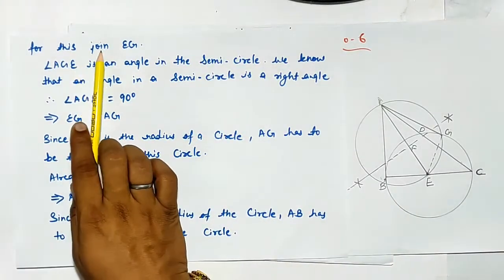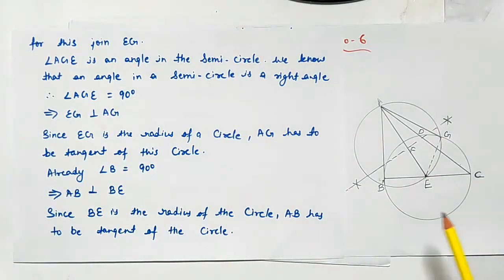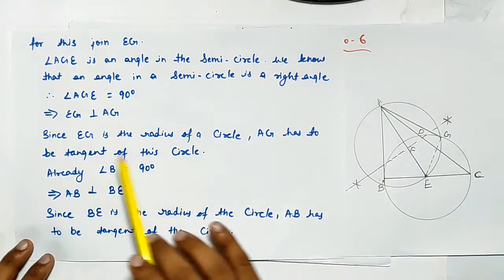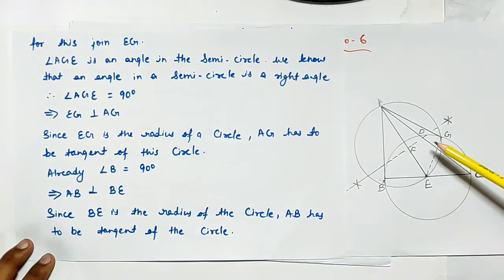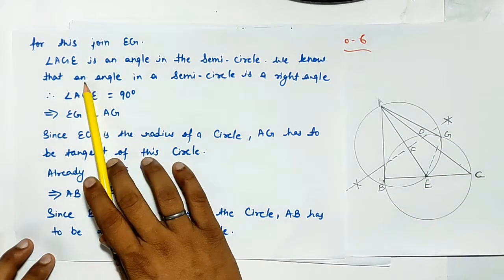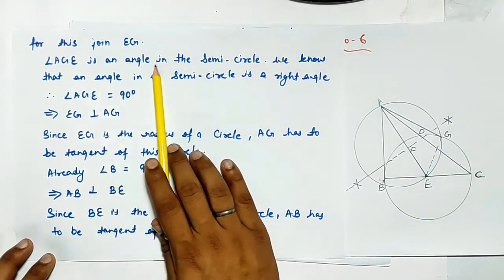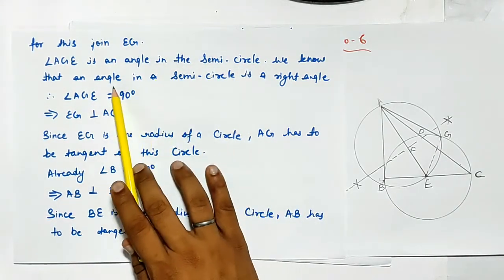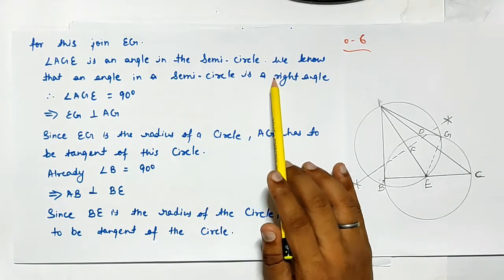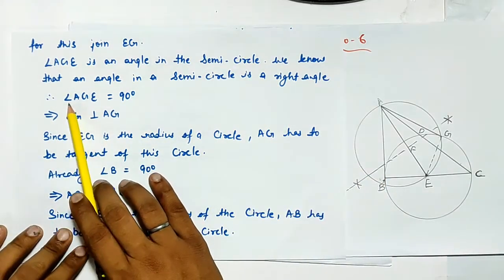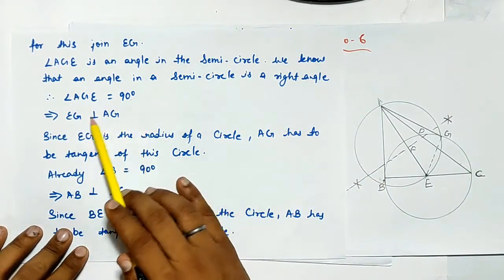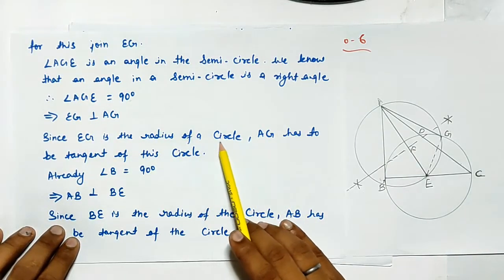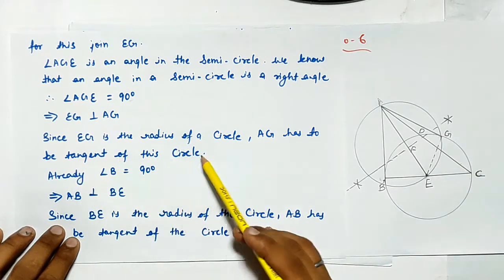For this, you need to join EG. So here is E and this is G. Angle AGE is an angle in the semicircle. We know that an angle in a semicircle is a right angle. So angle AGE is equal to 90 degrees. EG is perpendicular to AG. Since EG is the radius of the circle, AG has to be a tangent of the circle.